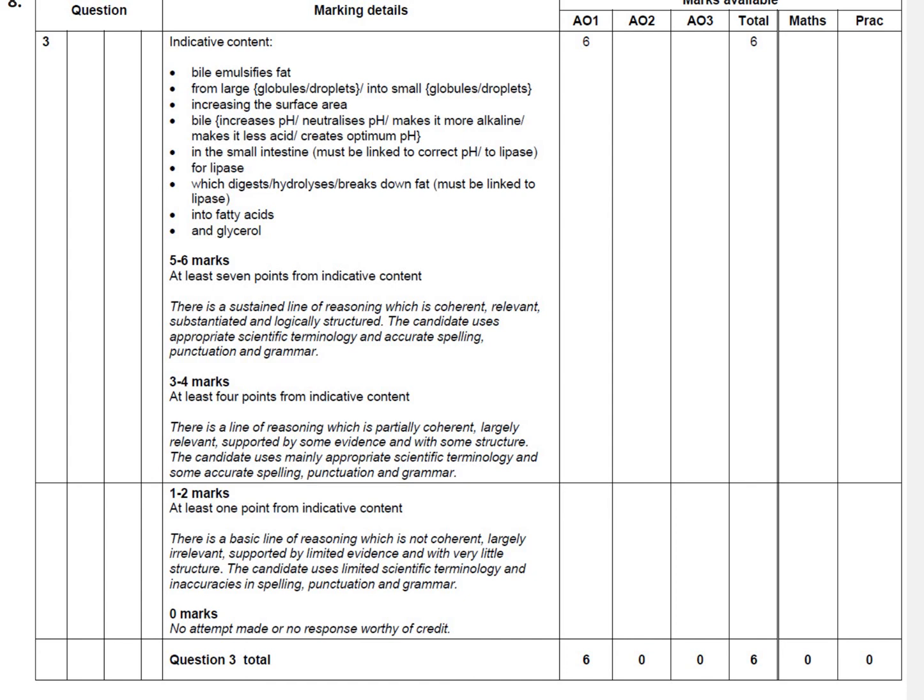For 1 to 2 marks, you've got at least 1 point from the indicative content, so from the bullet points above, but the information that's been written is quite basic and maybe there's some information in there that's not relevant, supported by limited evidence and with very little structure. So there'd be not many scientific terms and inaccuracies in spelling, punctuation and grammar. So look at what you've written down, think about which of those categories you would fall into and give yourself a mark out of 6.